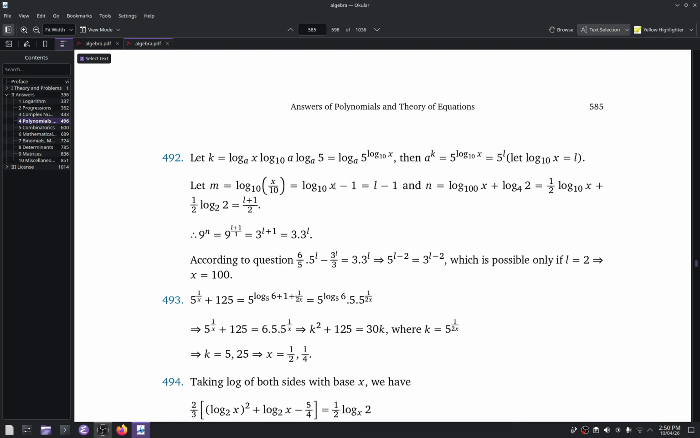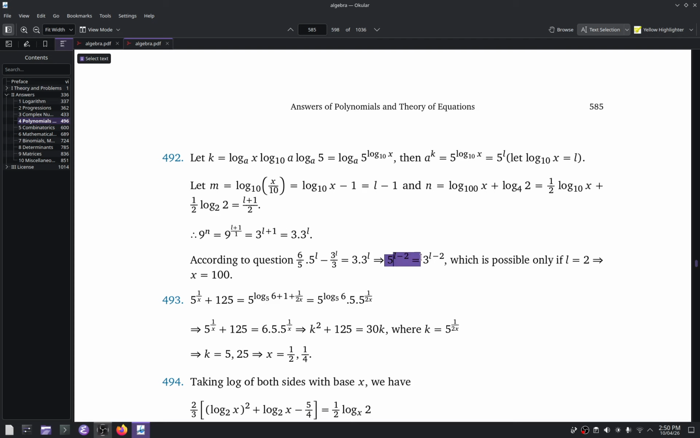Once we have all this computed, we put this back into the original equation. We arrive at 6 by 5 dot 5 to the power L minus 3 to the power L by 3 is equal to 3 into 3 to the power L. That is 5 to the power L minus 2 is equal to 3 into 3 to the power L minus 2. Okay. So if you have doubt, you can perform the calculation and let me know if there is any issue. Okay.